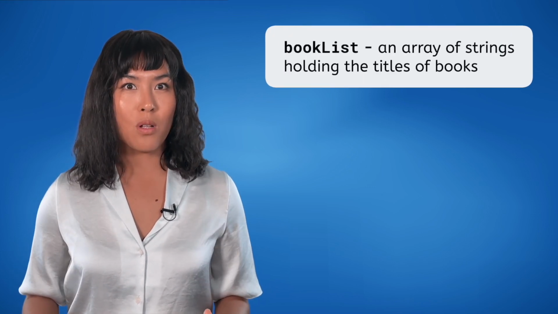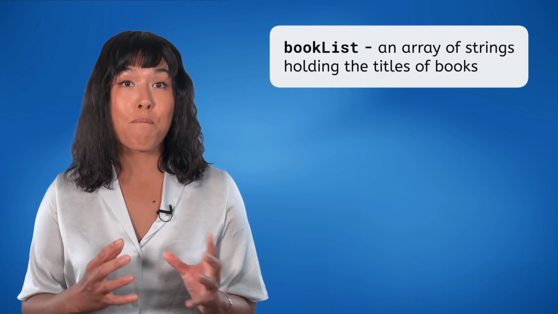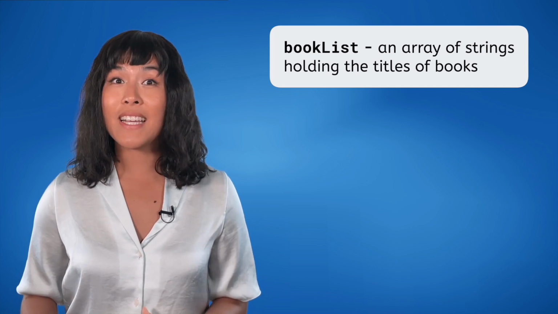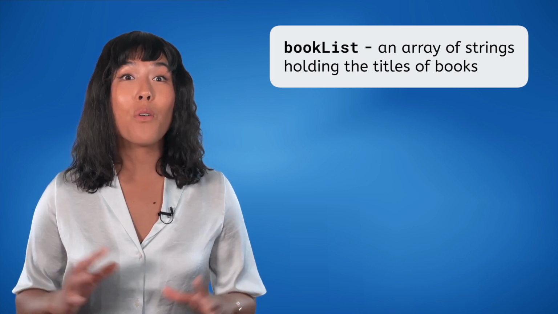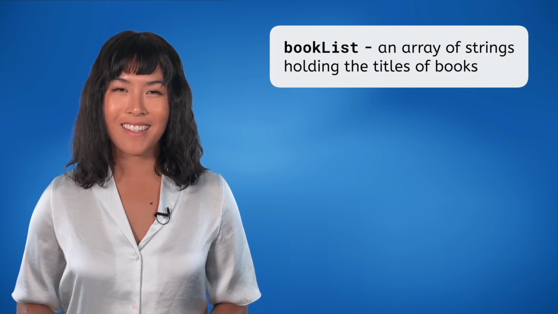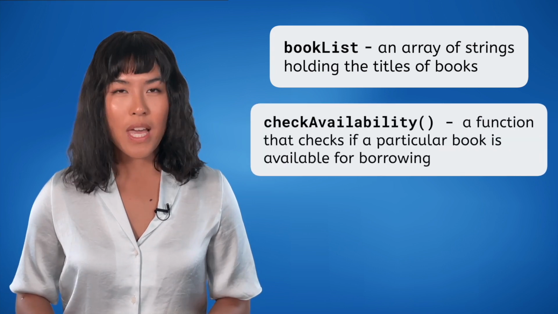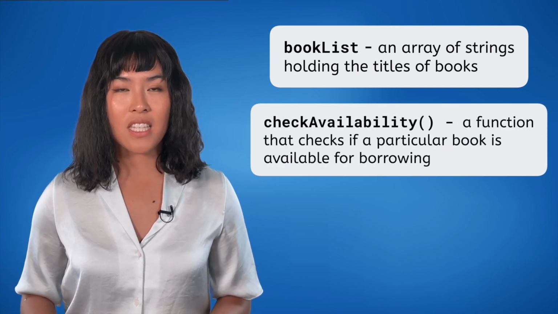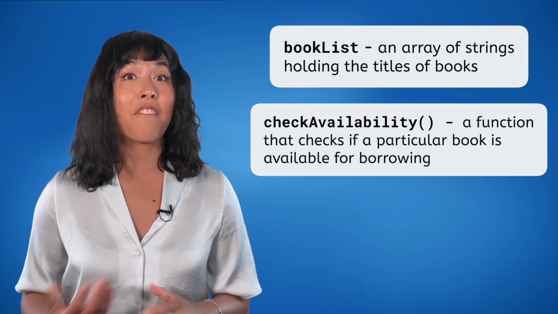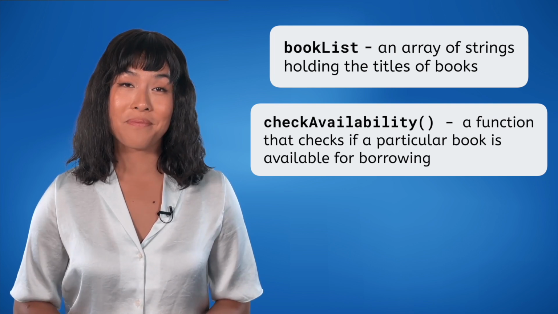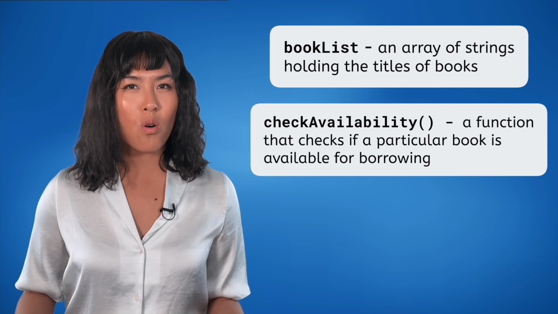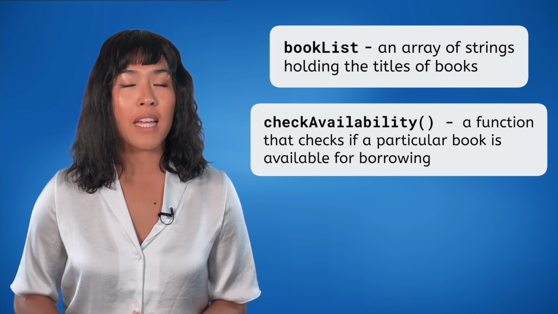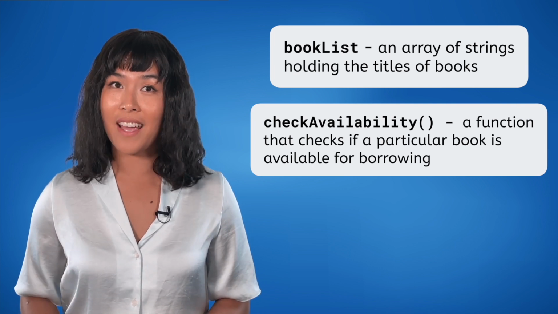Okay, let's say we're tasked with managing a digital library. For this example, we'll have an array named book list, which is an array containing the titles of all the books in the library. Next, we have a method named check availability that checks if a particular book is available for borrowing. Our goal is to create a for loop that goes through the book list array.